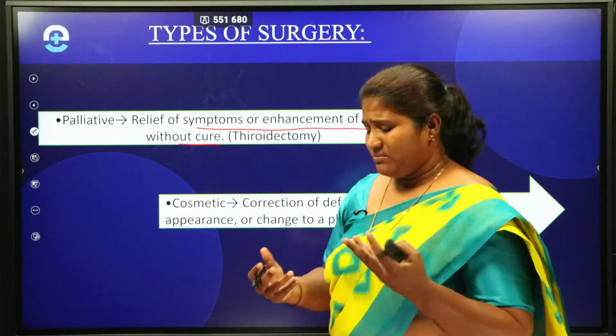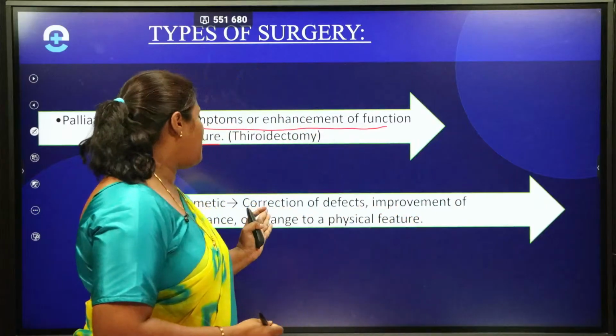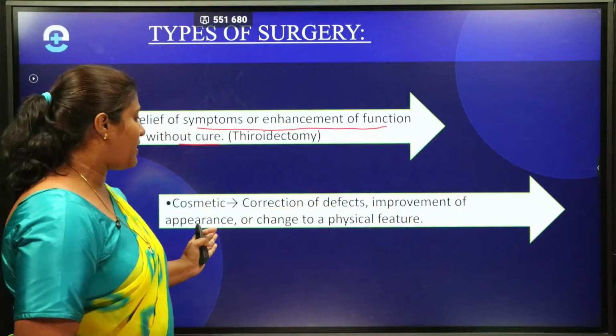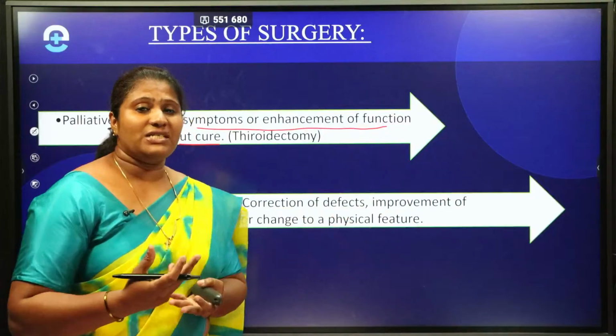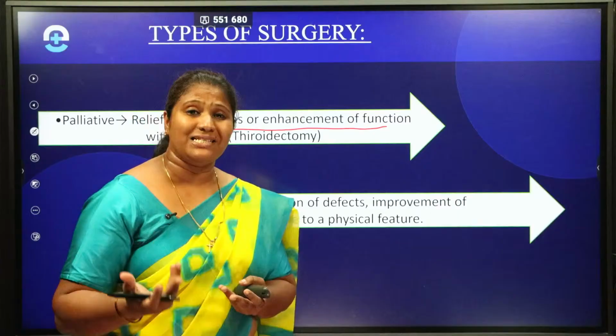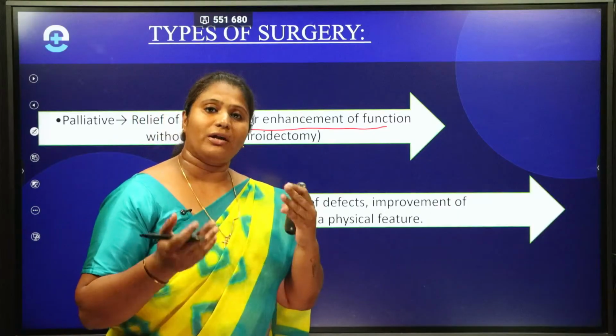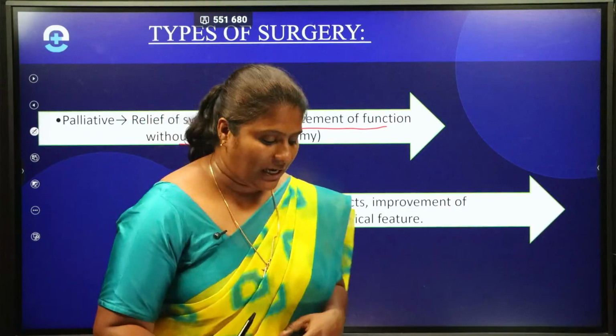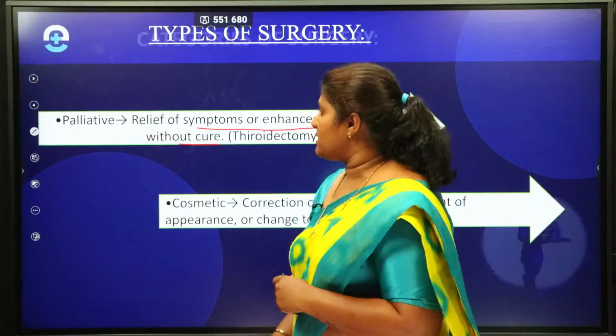Then cosmetic surgery means correction of a defect, improvement of appearance, or changing physical features. So we do some kind of cosmetic surgeries or any kind of plastic surgeries. So before, during, and after, we need to give nursing care. So these are all the types of surgeries.